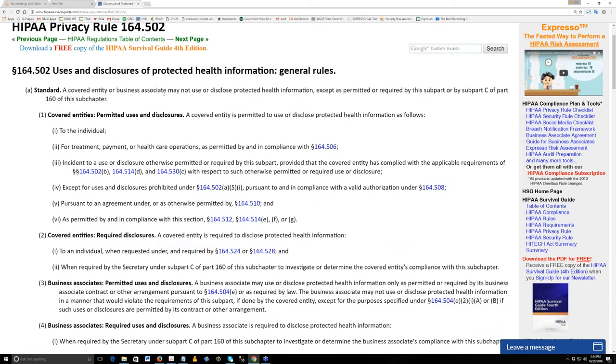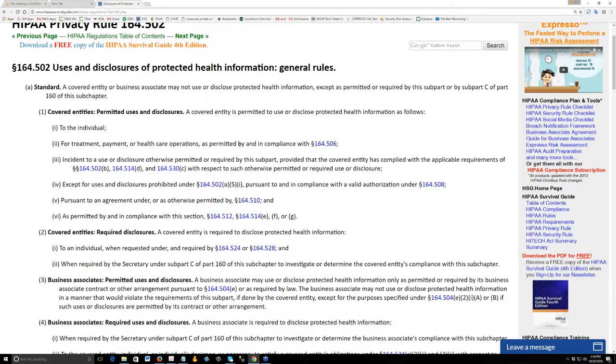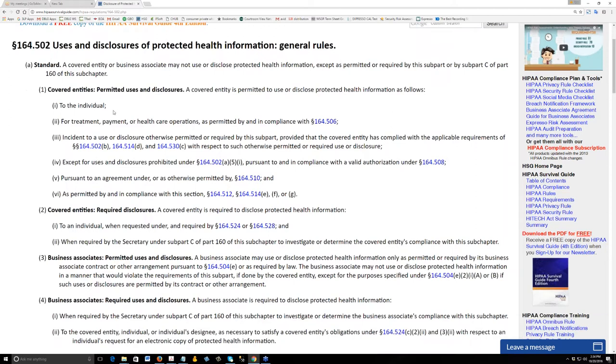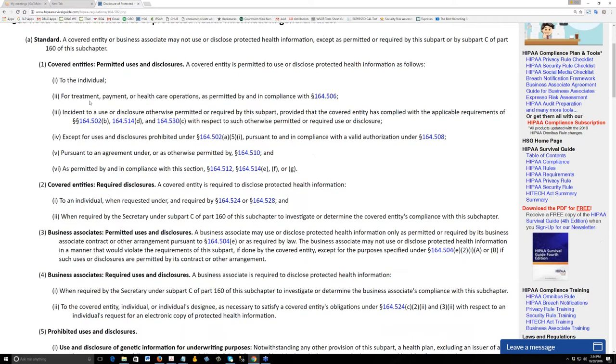A covered entity or business associate may not use or disclose protected health information except as permitted or required by this subpart, blah, blah, blah, right? And then it says permitted uses and disclosures. So you would go down, and this is what we were looking at. Was it disclosed to the individual? Was it disclosed for treatment, payment, and operations? Was it an incident to a use or disclosure otherwise permitted, blah, blah, blah? You're walking down here and you're saying, hey, was it one of these cases? If it's one of these cases, it's okay.